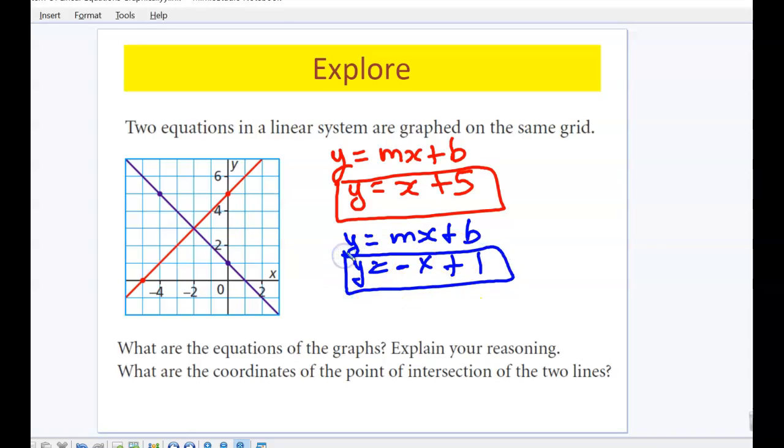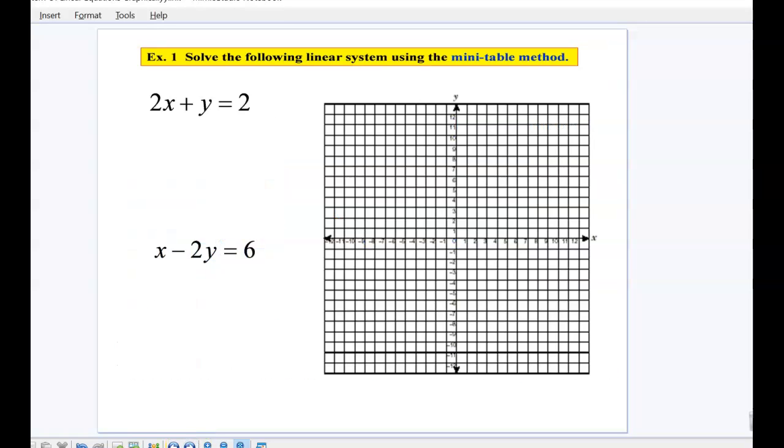Now, the coordinates of the intersection point are (negative 2, positive 3). That would be the solution to this linear system because (negative 2, positive 3) belongs to both lines. It makes both equations true, and that is the intersection point of the two lines. So the solution is basically the intersection point.